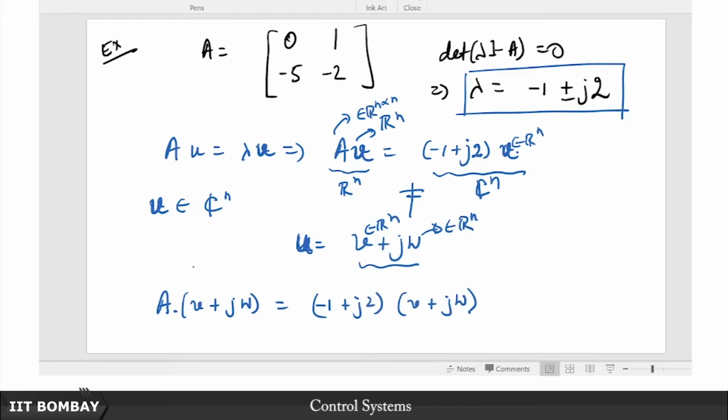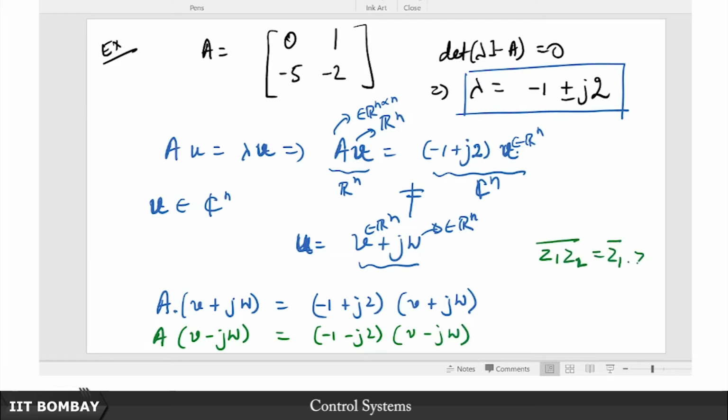right. The funny thing is, now if you try to write down the eigenvector eigenvalue equation for the conjugate of this, you will really not end up with something new, because if you take the complex conjugate on both sides here, you will get A times (V minus JW) is equal to (minus 1 minus J2) times (V minus JW). This is all about the fact that if you take two complex numbers Z1 and Z2, the conjugate of their product is nothing but the conjugate of Z1 times the conjugate of Z2. That is the result that I am using here.